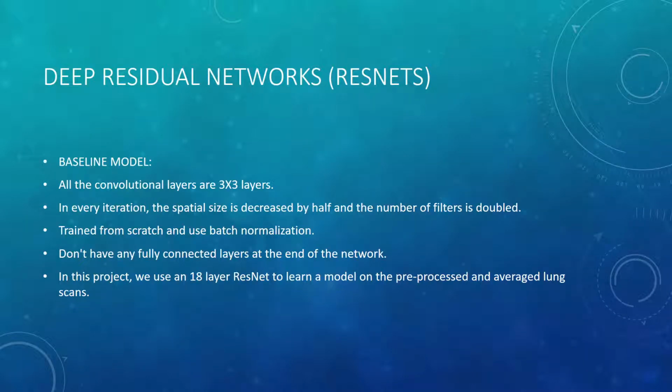The basic model of all residual networks has convolutional layers of size 3 cross 3. In every iteration, their spatial size is decreased by half and the number of filters is doubled. All ResNets are trained from scratch and they use batch normalization. They don't have fully connected layers at the end of the network. In this project, we're going to use an 18-layer ResNet to learn 3 models for 3 kinds of experiments that we've performed, using the pre-processing and averaging techniques that we discussed before.